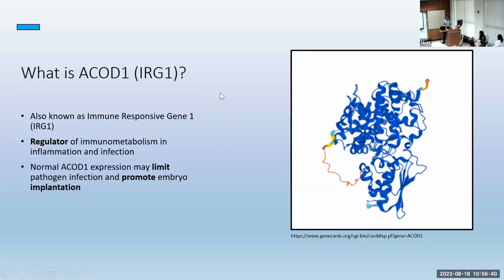Our gene of interest is ACOD1, which is also known as immune responsive gene 1. It's a regulator of immunometabolism, inflammation, and infection. Normal ACOD1 expression may limit pathogen infection and promote embryo implantation, which is why we're looking at it.